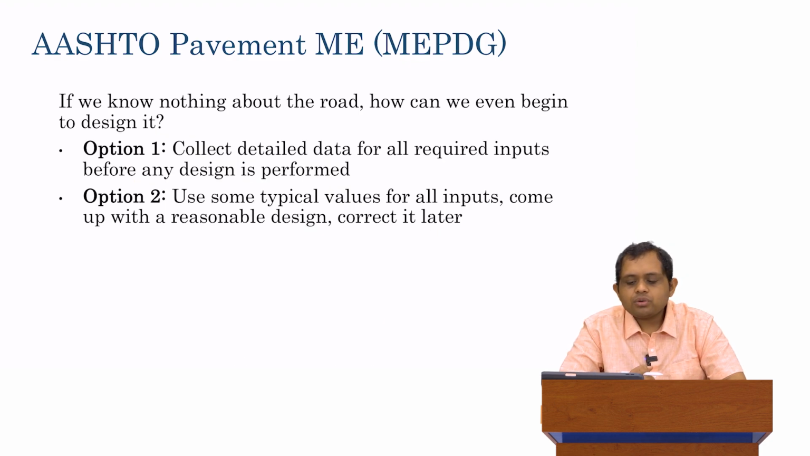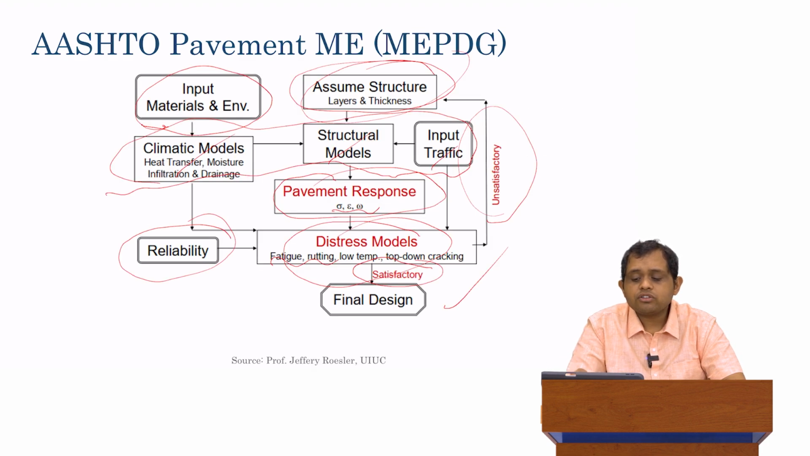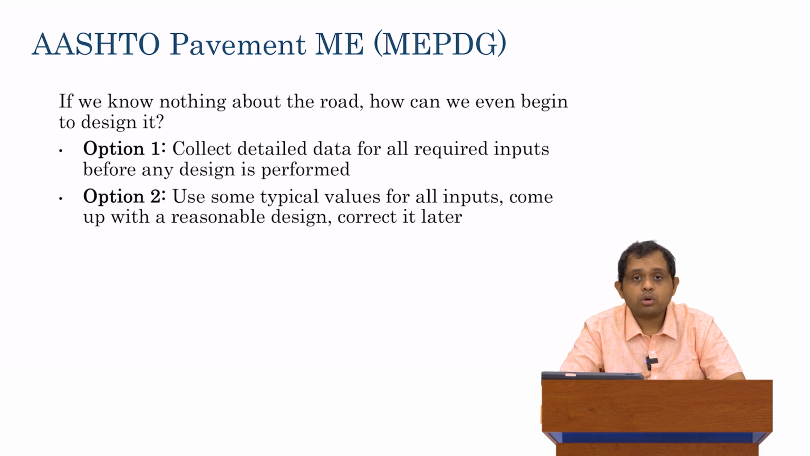Now, one question to ask is, if we know nothing about the road, how do we even begin to do a design? As I mentioned over here, you have to do a bunch of structural and climate calculations. But if we know nothing about the road, how do we even do these calculations? One option could be, let's go out and collect all the data required for any input. Let's do our detailed mix designs. Let's do a traffic survey or predict some type of traffic. Let's collect detailed information about climate for the exact location where the road is going to be constructed.